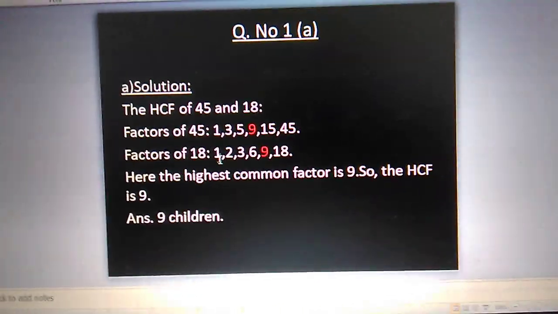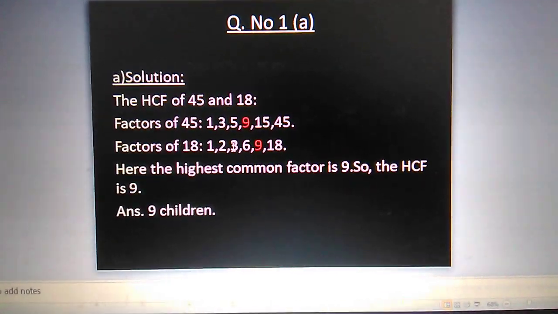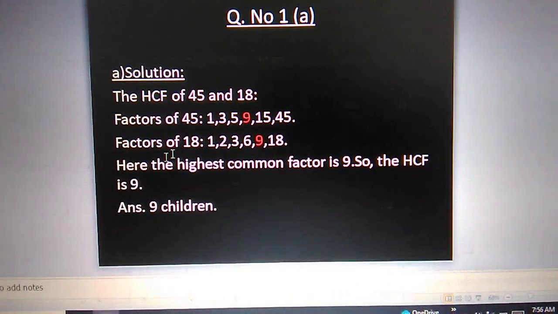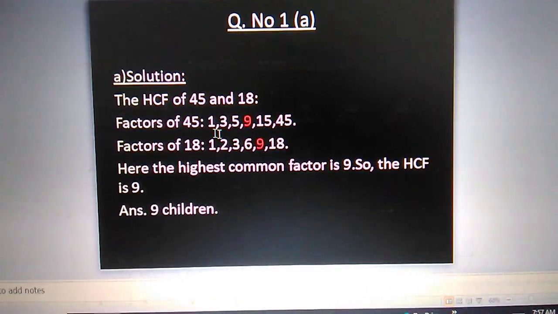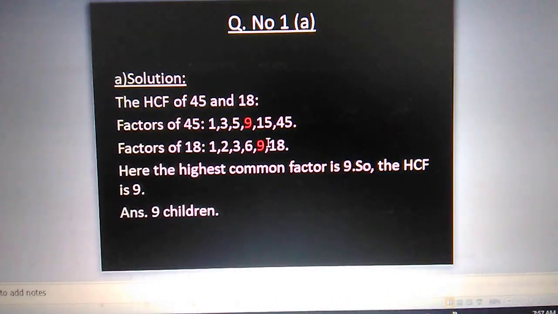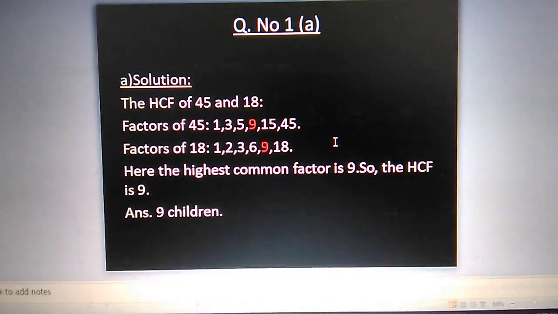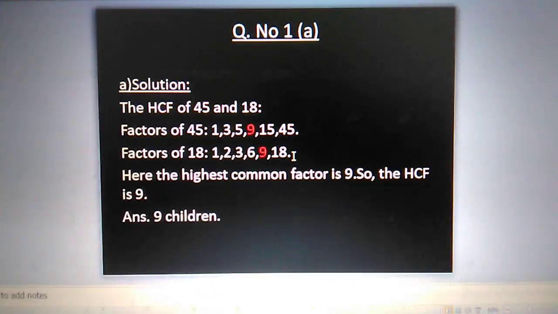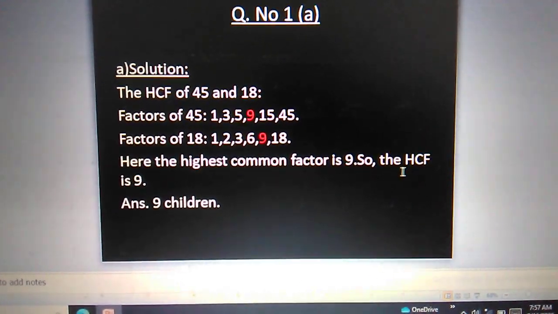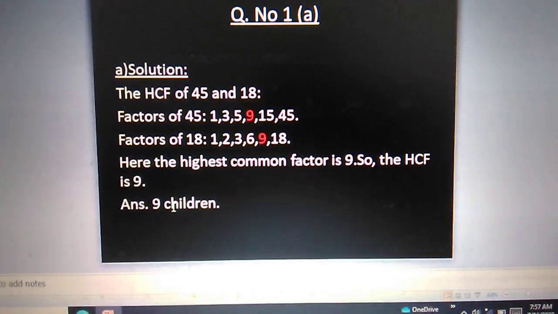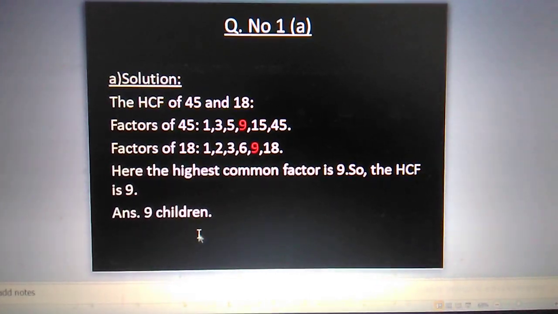So you have to divide by yourself, at first by 1, then by 2, then go for 3, then go for 4. No, you cannot divide 18 by 4, so 4 is not a factor. You cannot divide 18 by 5, so 5 is not a factor. In that way I will go for the factors. Factors are limited, and 1 and the number itself must always be included in the factors. So here the highest common factor is 9, so the HCF is 9, so the number of children is 9. So we got the answer for problem 1.